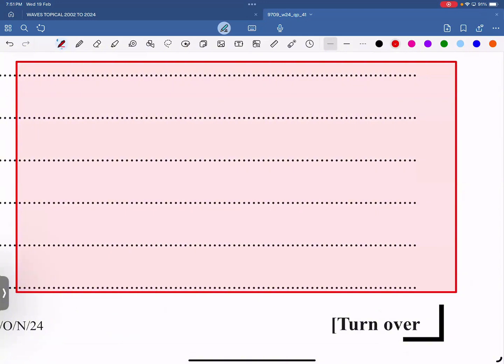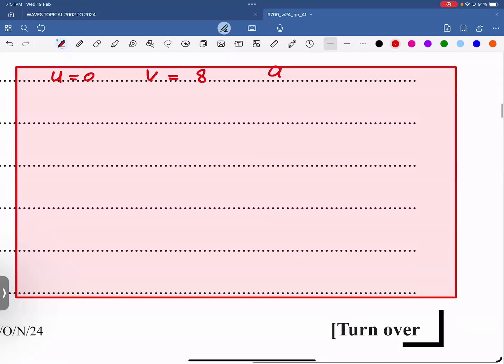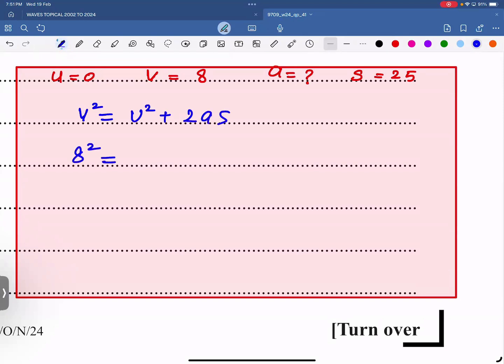So you already know the initial speed is 0. Final speed, they gave you how much? 8. Acceleration I want. Distance traveled was 25. So v square is equal to u square plus 2as. 8 square is equal to 0 square plus 2 into a into 25. When you rearrange, your acceleration is going to be 1.28 meters per second square.